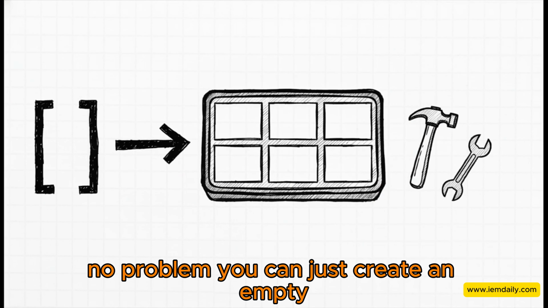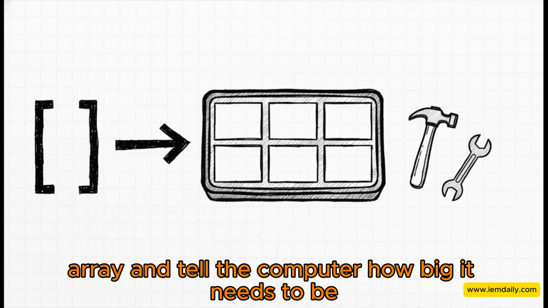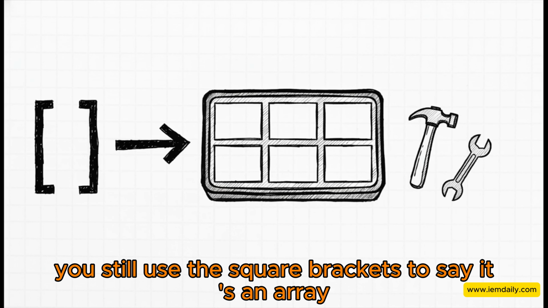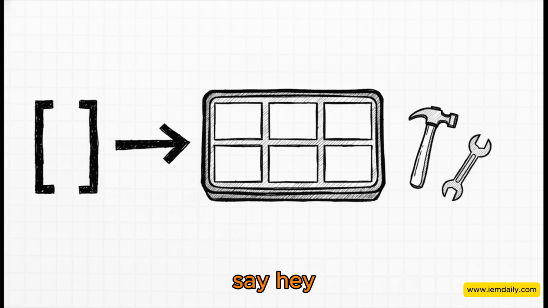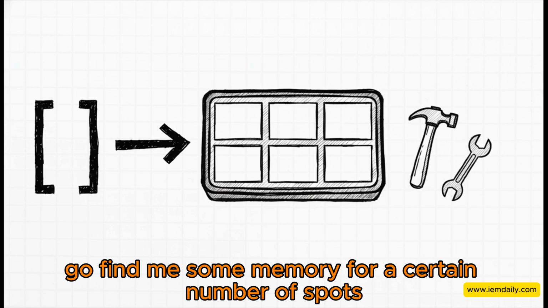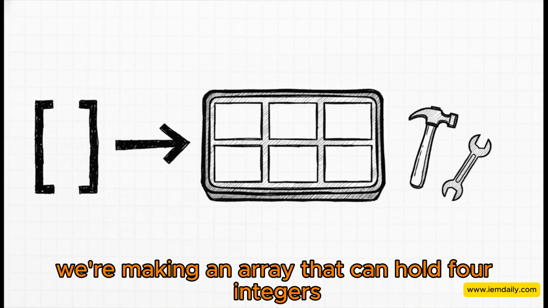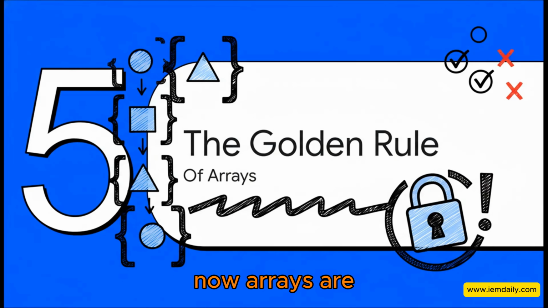No problem. You can just create an empty array and tell the computer how big it needs to be. You still use the square brackets to say it's an array, but this time you use the keyword new to basically say, hey, go find me some memory for a certain number of spots. So in this example, we're making an array that can hold 4 integers, even though we haven't put anything in it yet.